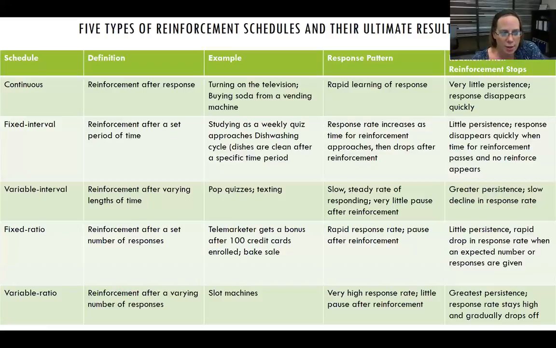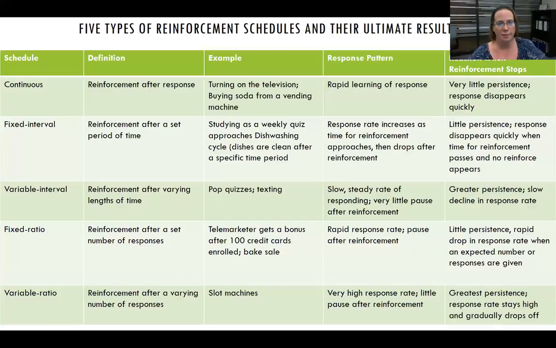It's very interesting psychologically. All right, and then in counter to the fixed ratio, we have a variable ratio, and this is reinforcement after a varying number of responses. An example would be slot machines. So the response pattern is a very high response rate, little pause after reinforcement, so keep doing it. So, interestingly enough, the reaction when the reinforcement stops, it has the greatest persistence. Response rate stays high and gradually drops off.